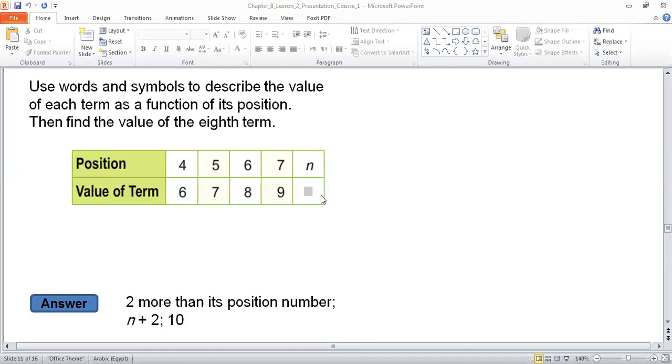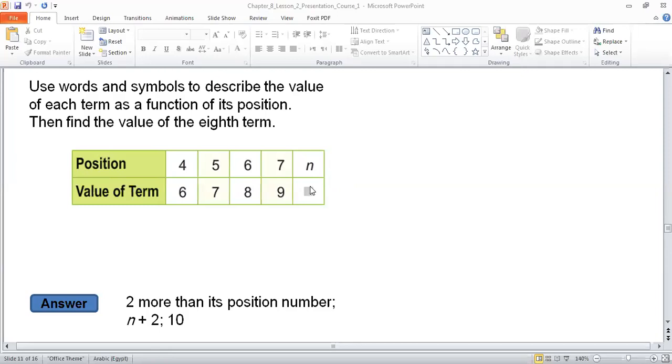N to become the next, it will be what? 8 plus 2 equals what? N plus 2. So this one is equal n plus 2, right? If I need the next, what will we do? We will add 2. So n added 2 will be equal n plus 2.